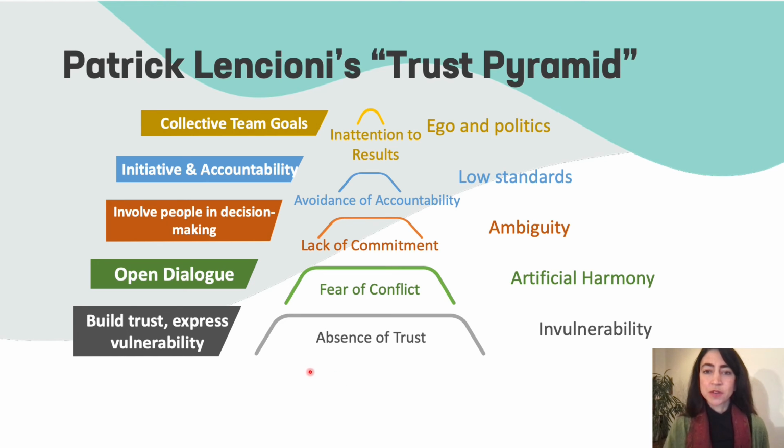Absence of trust often happens in the beginning when teams are still cautious and have difficulties to ask for help because they do not want to appear too weak and vulnerable. Therefore, team members need to be encouraged to get to know each other, to build trust, and to express vulnerability in an open setting.